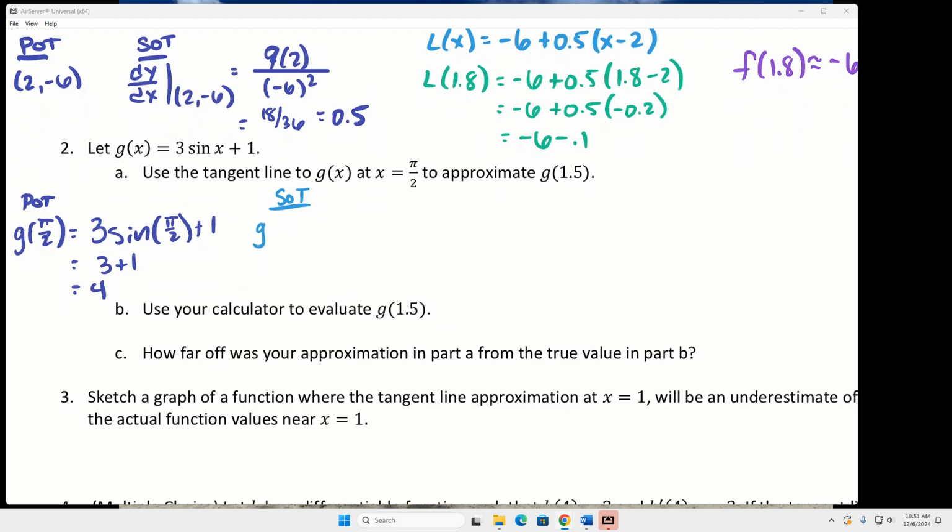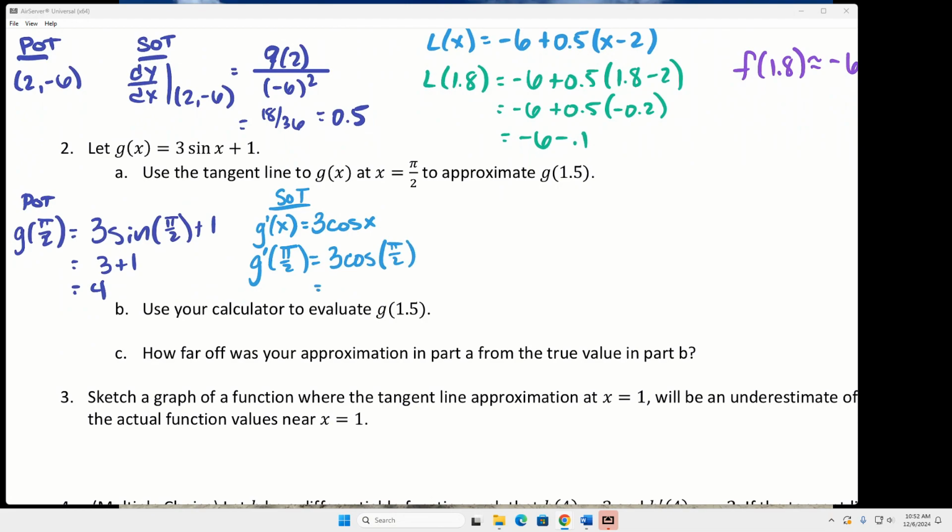I love it. All right, we're going to do g prime of x. So you guys do that on your own, please. Do we have to do product rule? No. Because that 3 just gets multiplied by whatever the derivative of sine is. If it had an x, you would need to.